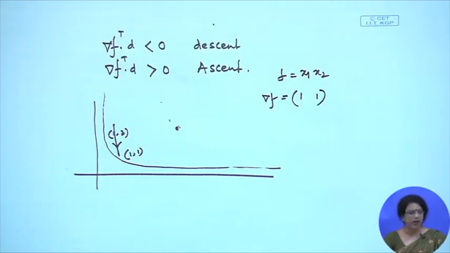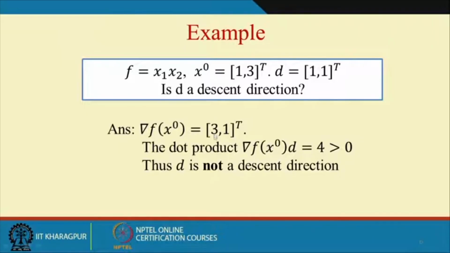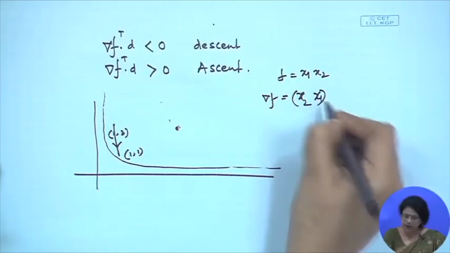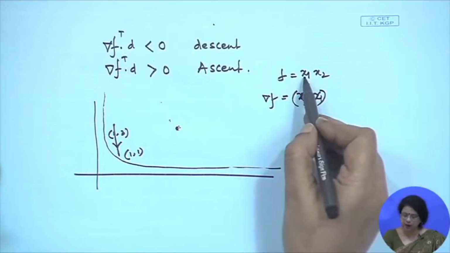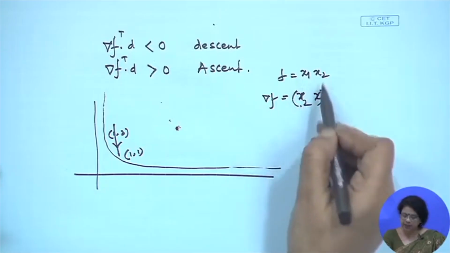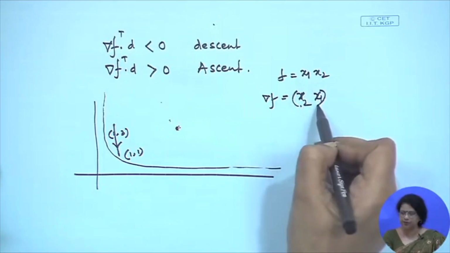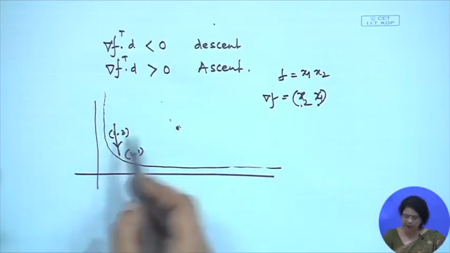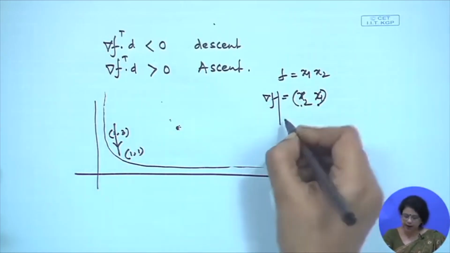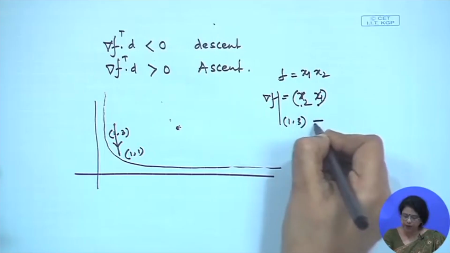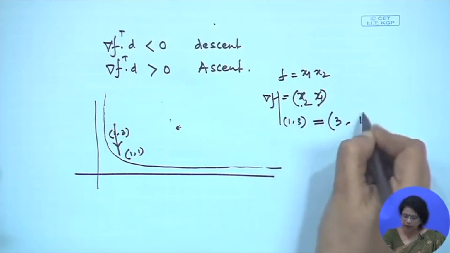That is why if I consider the grad f at the point (1, 3), then it must be (1, 1). Actually, this is x2, this is x1, because with respect to x1 we are differentiating, and this is with respect to x2 we are differentiating. That is why at the point (1, 3), this will become (3, 1).